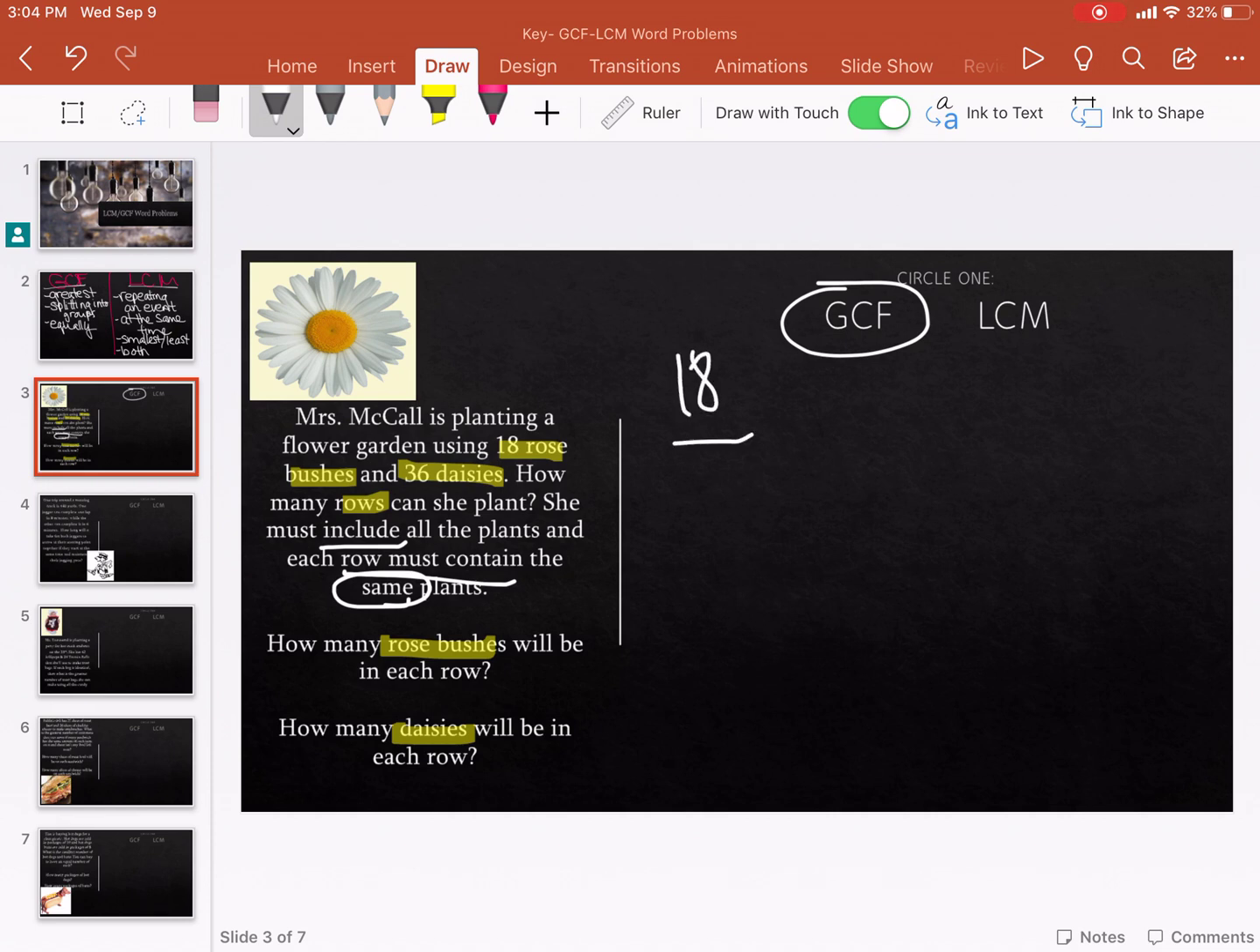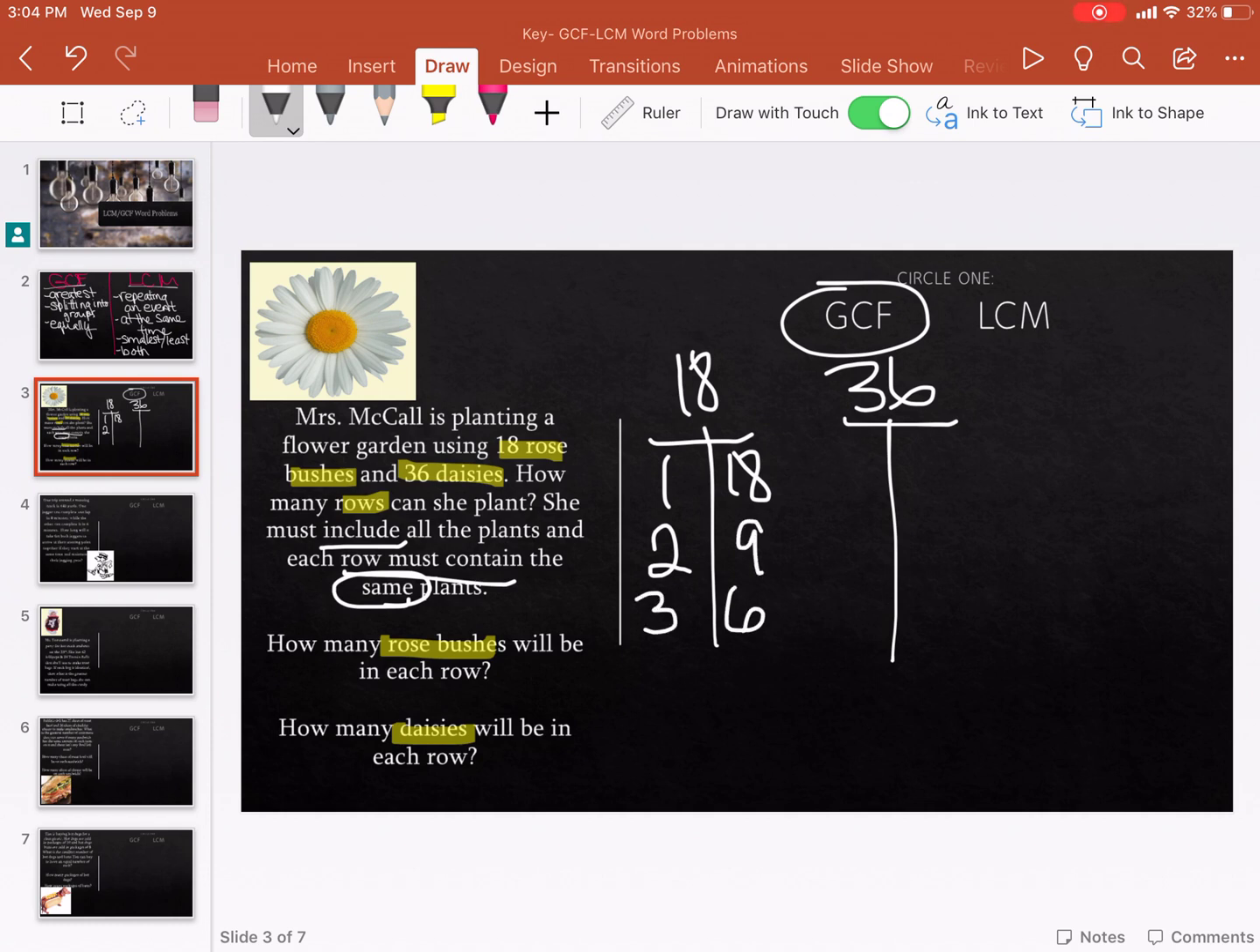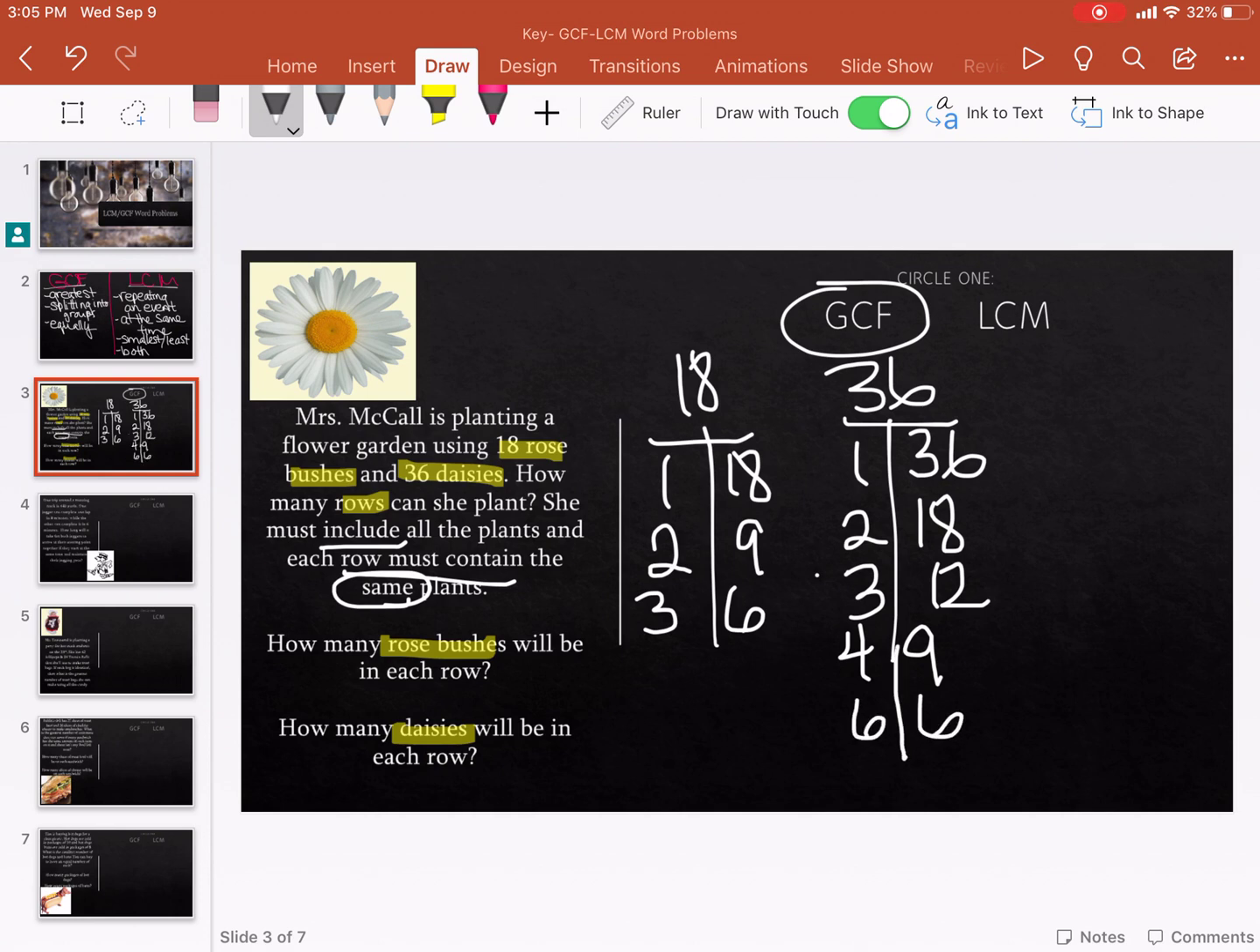So we've got 18 and 36. So 1 and 18, 2 and 9, 3 and 6. 1 and 36, 2 and 18, 3 and 12, 4 and 9, and 6 and 6. Okay, so we've got 1, 2, 3, and 6 in common, but we also have 18 in common. So our 18 is going to be our greatest common factor.